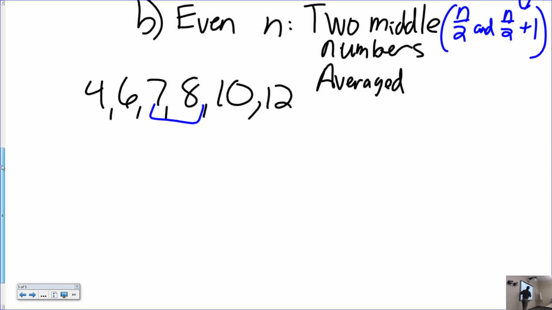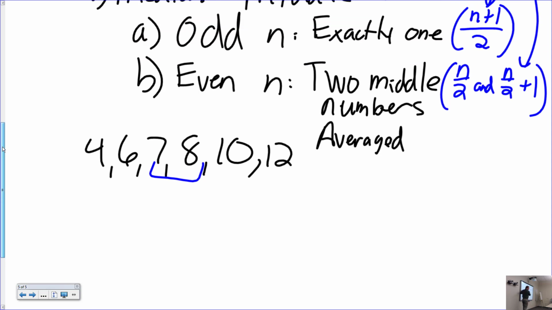Alright, so anyways, you have to be able to deal with these, okay? And we'll deal with some problems where it will be more painful than being able to write them all out. Alright?